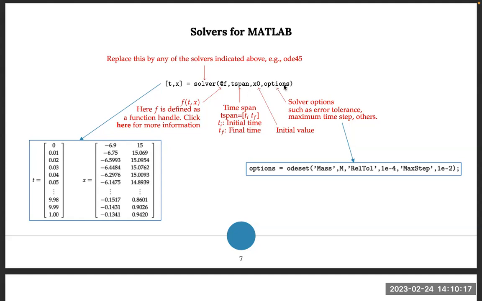So the last one is going to be options, some additional options. You don't have to use this part. If you want, you can specify more things, or you can leave it blank. You have to, for sure, specify the function that you're using, the time span, and the initial value. Definitely those three you have to give to the ODE solver. And options are going to be to define, for example, the relative tolerance. What is going to be the maximum error that you're going to have between your approximated solution and the exact solution?